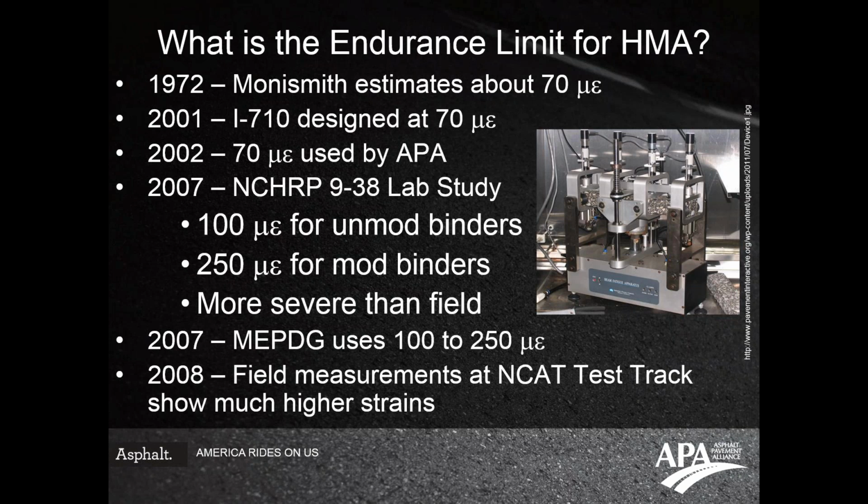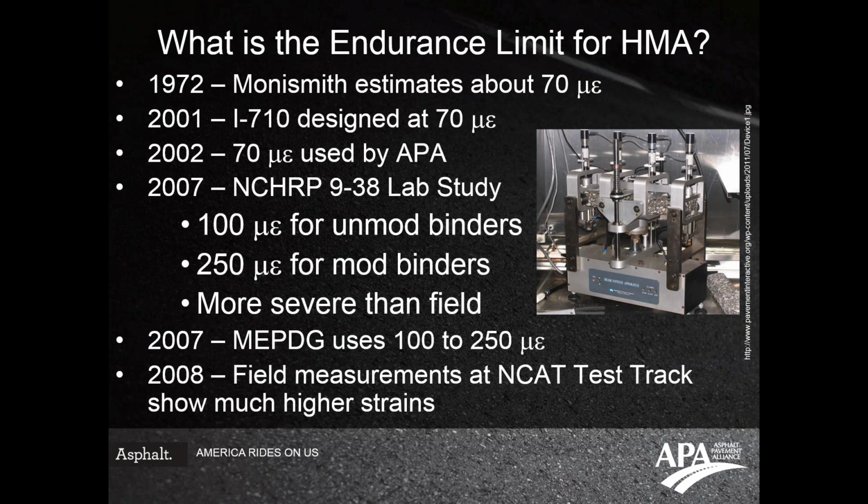In 2002, when the Asphalt Pavement Alliance began to promote the use of perpetual pavements and began to develop the design guidance for perpetual pavements, they were promoting using 70 microstrain. In 2007, there was a big NCHRP project, 9-38, conducted between the Asphalt Institute, University of Illinois, and NCAT. They found in that study that for unmodified binders, a good conservative number for a threshold strain for cracking was 100 microstrain and 250 microstrain for modified binders.